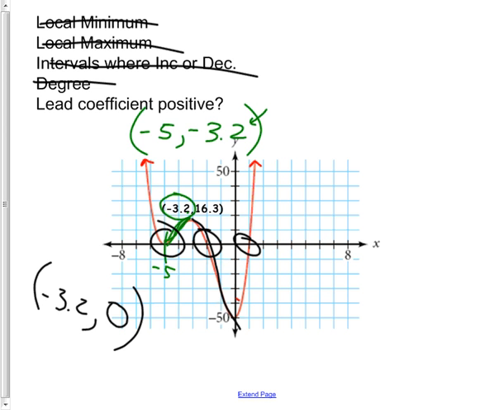And then lead coefficient, is it positive or negative? Positive, because it's going up on the right. We don't even care about the left. It's on the right-hand side. If it's going up, then it's positive. That means it starts like this. Positive number there. There's no negative there.